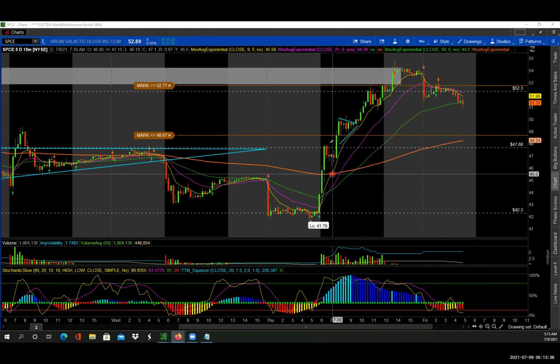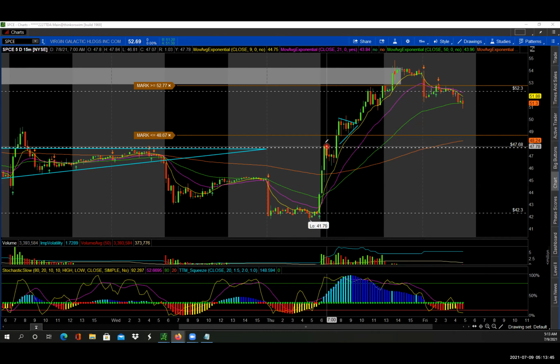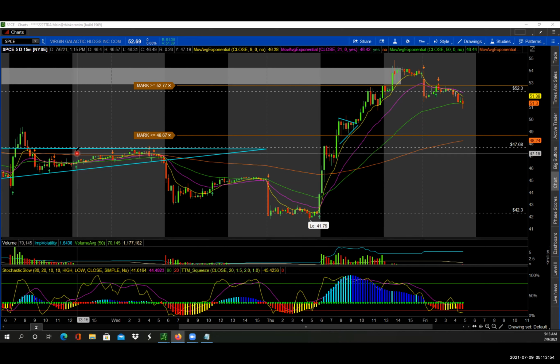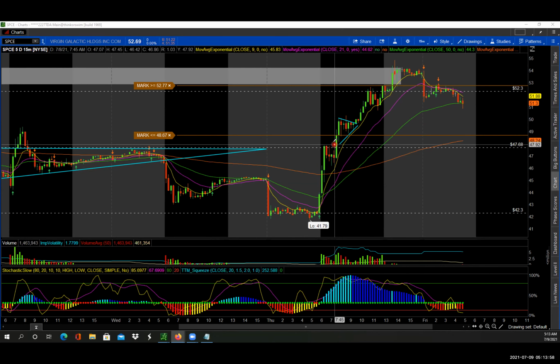Okay, so since we ran, and I was looking at it here, I got in yesterday at the break of around 48 because I had set my alert already. I set it from the day before, and my alert didn't hit, and it hit yesterday. So as soon as it hit, I saw all this volume come in and I didn't even know about the news.